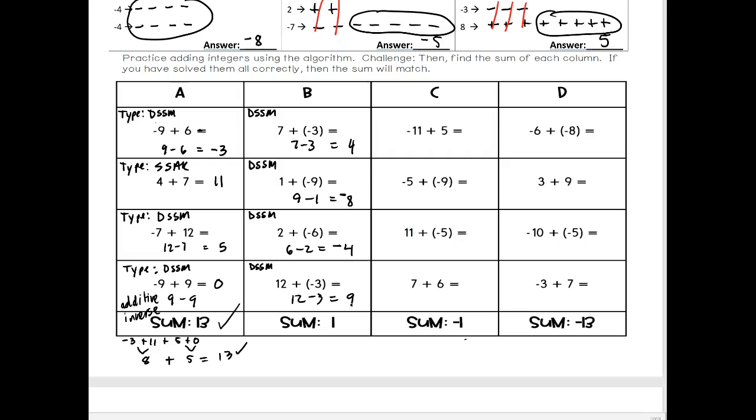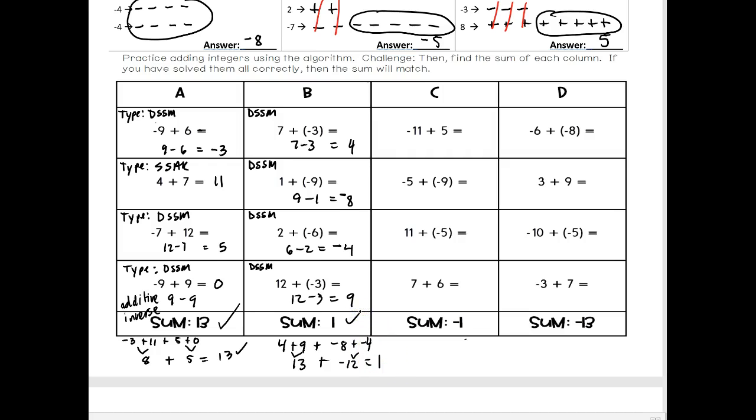So if I add these up, I'm going to use the commutative property of addition and put like my positives next to each other when I add, and my negatives next to each other when I add. And when I add those up, 4 plus 9, that's 13. And negative 8 plus negative 4, that's negative 12. Add those two together, and that gets you, sorry, not negative 1, but positive 1. And that's exactly what this sum was supposed to be.